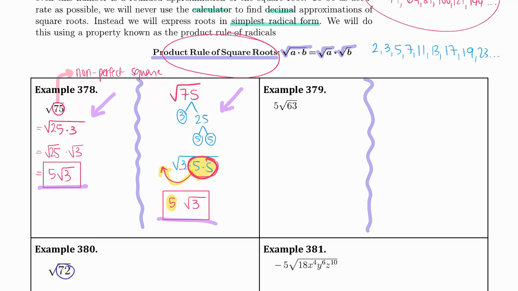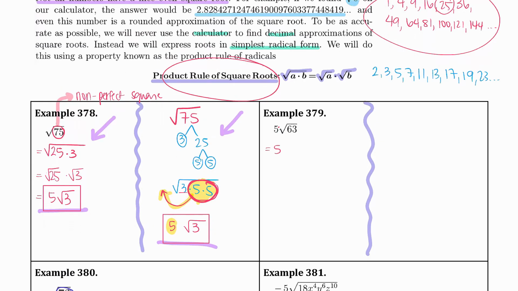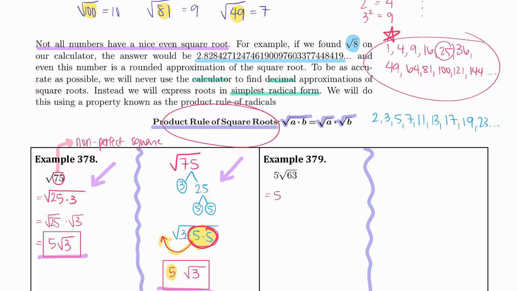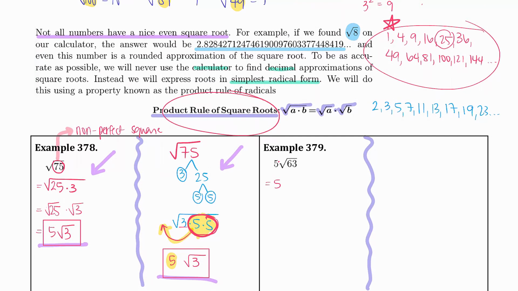Pick your favorite method. Okay, so on example 379, we have 5 times the square root of 63. If there's a coefficient in front of it, remember that means they're being multiplied together. So I'm going to start thinking of some factors of 63. I'm going to think of which ones are perfect squares. Well, I know that 9 is a factor of 63. So I'm going to rewrite this as 9 times 7.